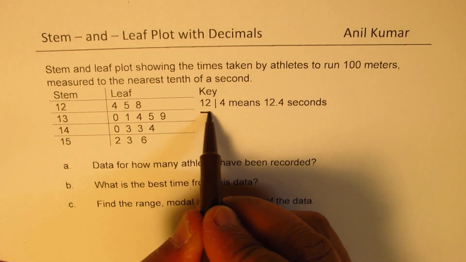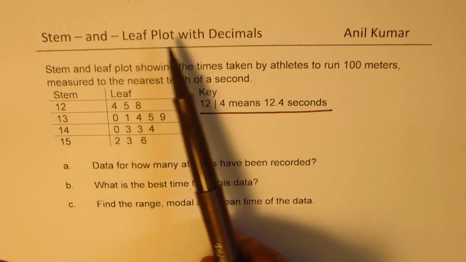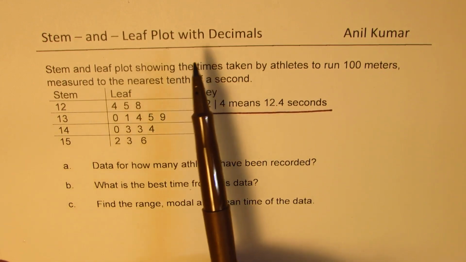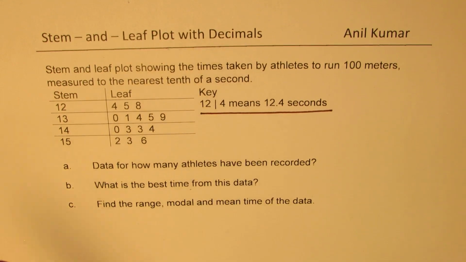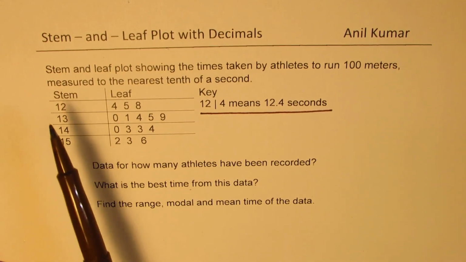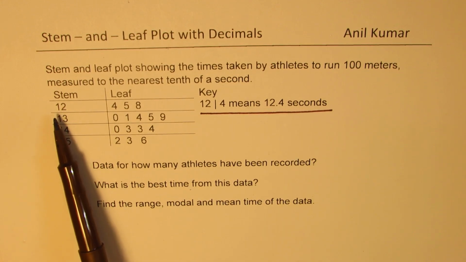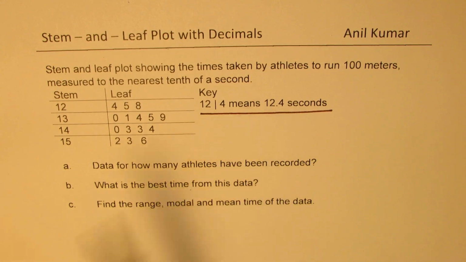This is kind of important to understand, right? The key should be mentioned whenever you're talking about stem and leaf plots. Here we have a decimal value, so I've changed the topic to stem and leaf plots with decimals. We know that the time taken to run 100 meters for this runner is 12.4 seconds. That's what it means.